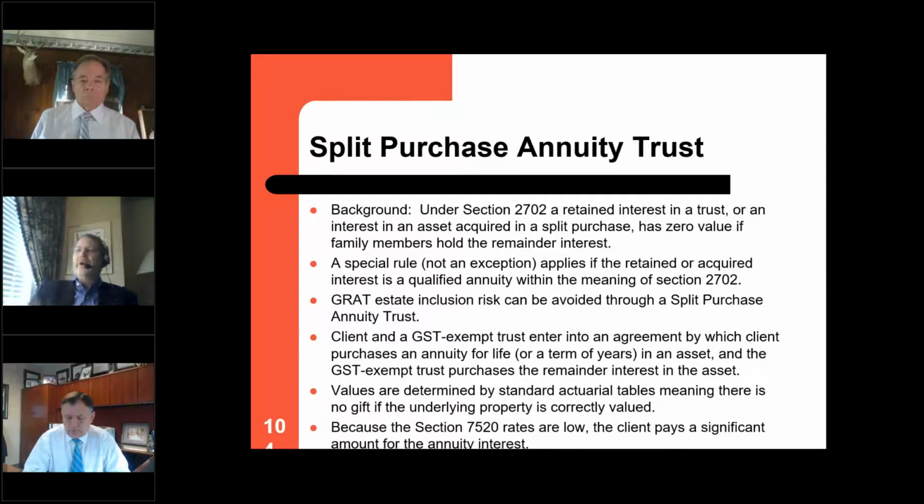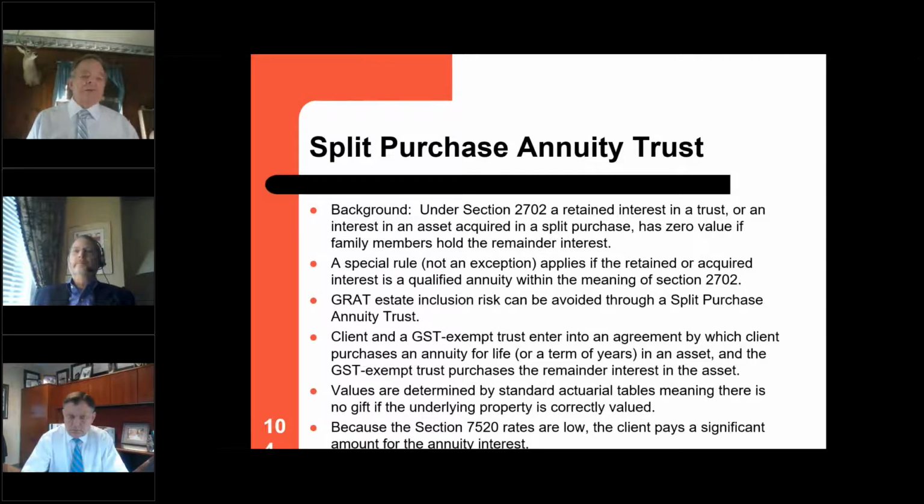Jonathan, can you do a quickie on split purchase annuity trusts? Yeah, the split purchase annuity trust is based upon the same rule under section 2702 that we have for GRATs. And basically, here's what happens. I take a pool of my assets and I put it into a single member LLC. That's a disregarded entity. Then I go to the LLC and I say, I want to buy an annuity for my life. And I pay with some other asset to that LLC. It'll be a non-taxable transaction because it's disregarded.